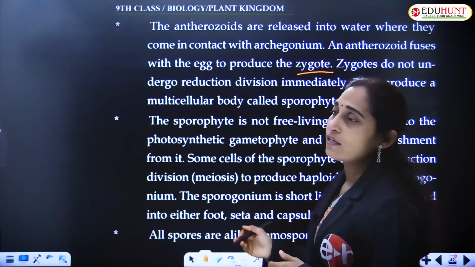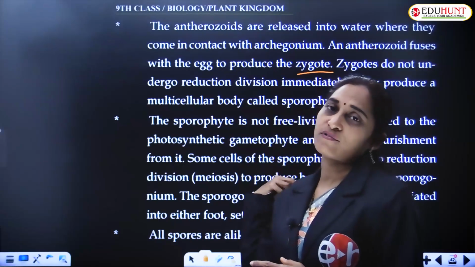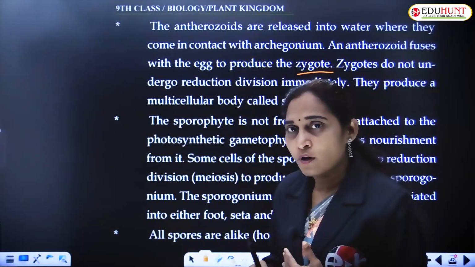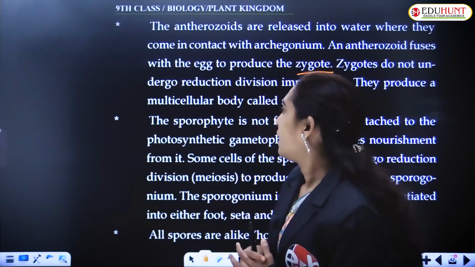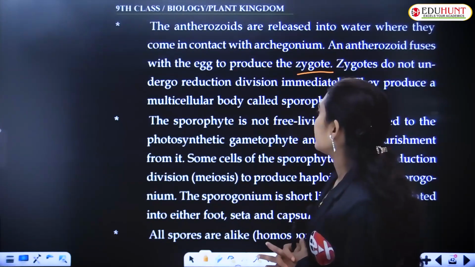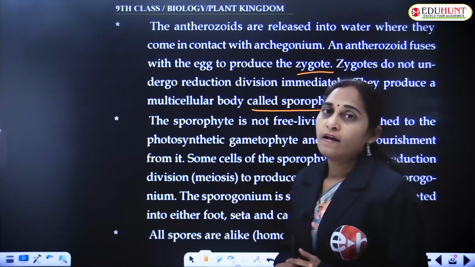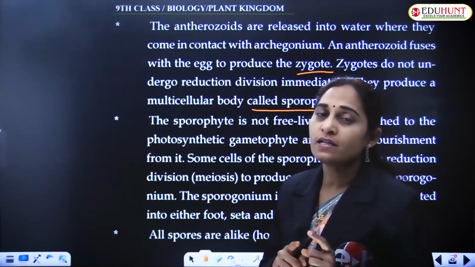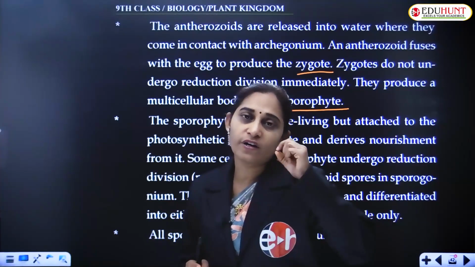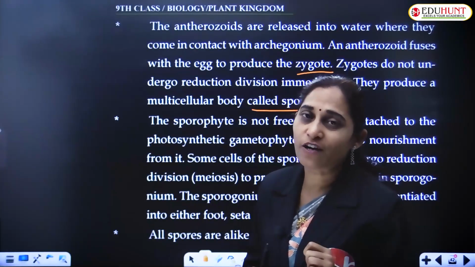The sporophyte is the diplontic phase of the life cycle. It is formed after fertilization, and it is a multicellular body called the sporophyte. The diploid cell is the zygote. After fertilization, it is produced. It is the first cell of the sporophytic phase, the zygote.